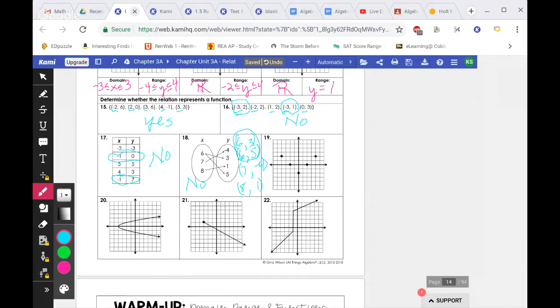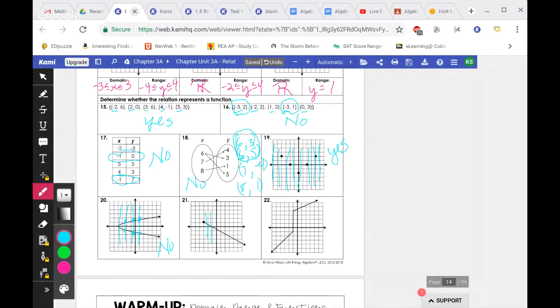On number 19, what I'm looking for is a vertical line test. Basically, could I draw vertical lines on these, and does it pass the vertical line test? And it does. No 2 points are on the same vertical line, so this is a function. Now this one, vertical line test, oh, it's already failing because it's passing through 2 points in several vertical line tests. So it is not a function. So no.